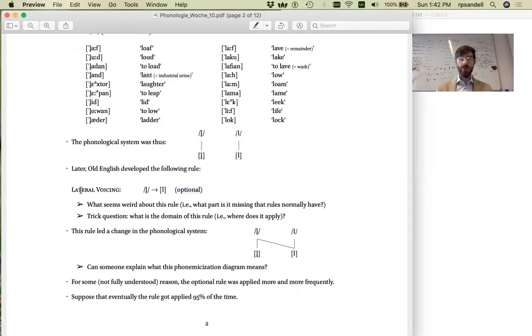So once this rule of lateral voicing was established in Old English, the phonological system will look a bit different. The voiceless lateral approximant phoneme now has two allophones, the voiceless and the voiced lateral approximant, whereas the voiced lateral approximant can only be realized in one way. So that's what this diagram means. The one phoneme now has two realizations, and the other, the voiced lateral approximant, still only has one possible allophone.